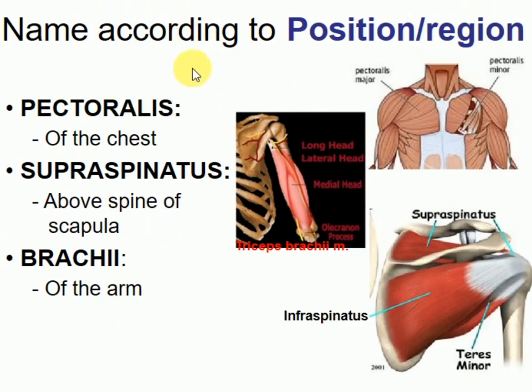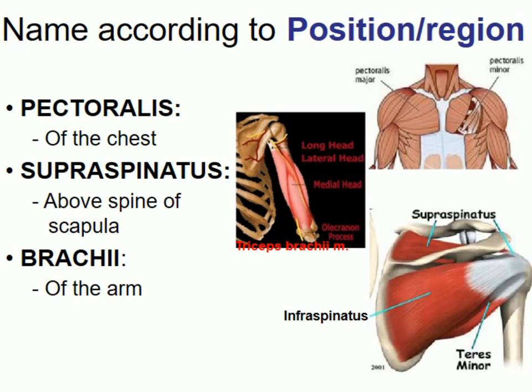And then you have the name according to position or region. Here we have pectoralis at the pectoral out of the chest. Then you have the supraspinatus above the spine of scapula. This is the scapular bone, and then you have the spine of scapula here. So above the spine of scapula we have supraspinatus, below infra, above supra. So infraspinatus muscle, the muscle below the spine of scapula, and supraspinatus is above the spine.